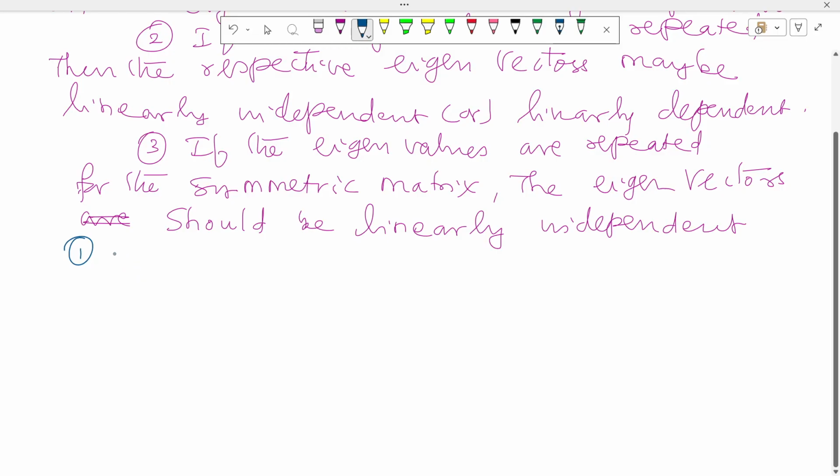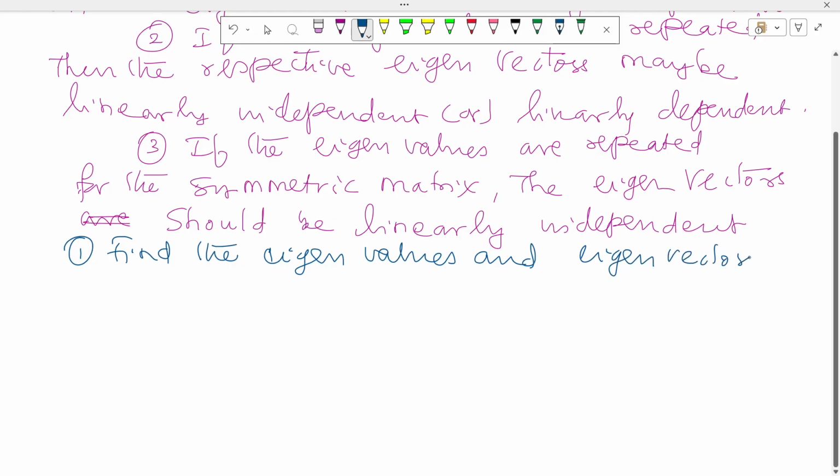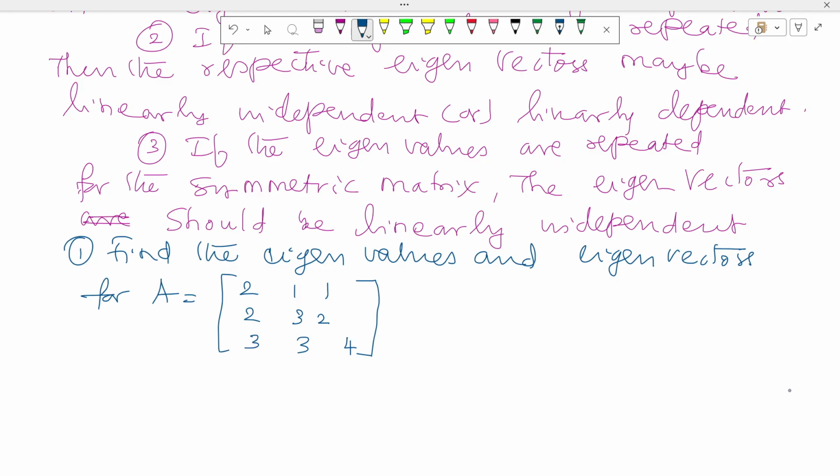Okay, first problem for the repeated eigenvalue. Find the eigenvalues and eigenvectors for A equal to [2 1 1; 2 3 2; 3 3 4]. So here is the given matrix, write the solution for this.